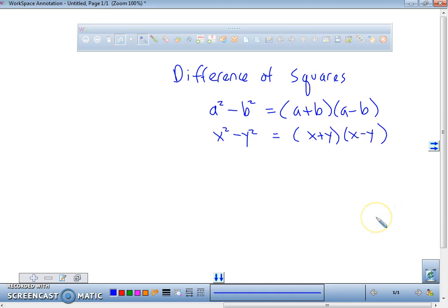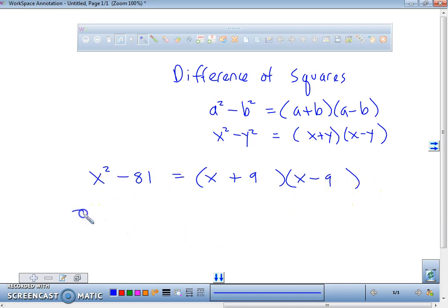The whole story is you're looking for perfect squares. So let's do a more complicated one. How about x squared minus 81? What is the square root of x squared? X. We got an x and an x. What's the square root of 81? 9. So we're going to plus 9. Now this one's not very complicated. Let's do a more complicated one.